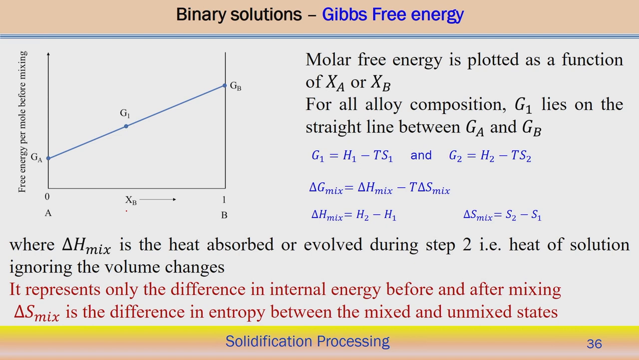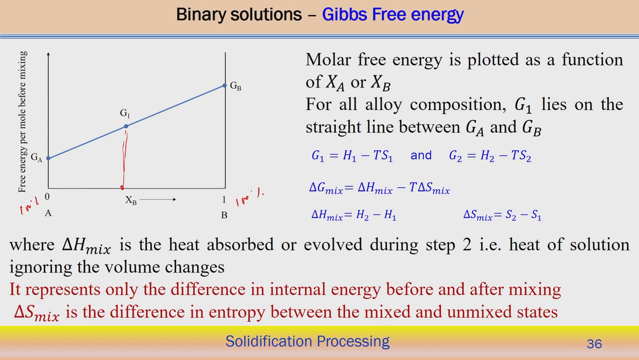Suppose GA is the Gibbs free energy per mole of the completely pure element A. Similarly, at point B, here is 100% A and here 100% B, that means pure element B, and here the Gibbs free energy is GB. Now, when you mix at some intermediate point, a certain mole fraction of A and the remaining mole fraction of B, if we mix these A and B atoms, say at this particular point, this is the composition.